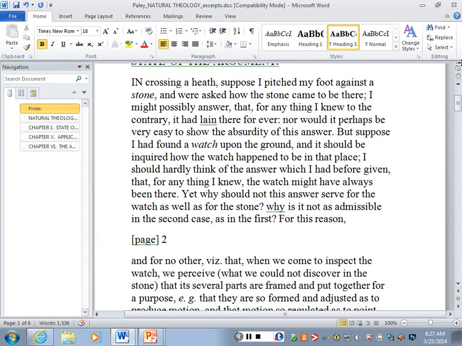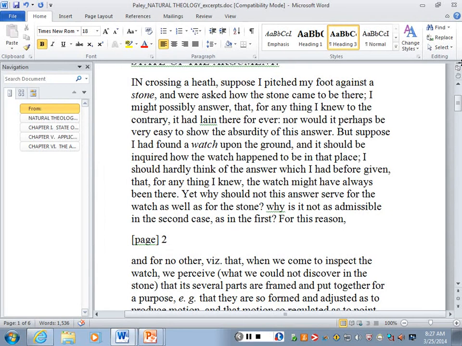At least not in the primary text. So Paley says, and see if you notice how he brings in the idea of telos, or purpose. In crossing a heath, suppose I pitch my foot against a stone, and we're asked how the stone came to be there. He says, I might possibly answer that for anything I knew to the contrary, it had lain there forever. Nor would it perhaps be very easy to show the absurdity of this answer.